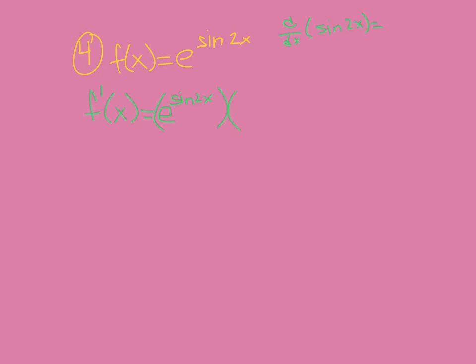We have to do the same thing. We have to do the chain rule with that. So you do the derivative of the outer part, which is cosine, and then that's actually cosine of 2x, times the derivative of the inner part, which gives us 2. So I end up getting 2 times the cosine of 2x. My final answer for this one is 2e to the sine of 2x times cosine of 2x.